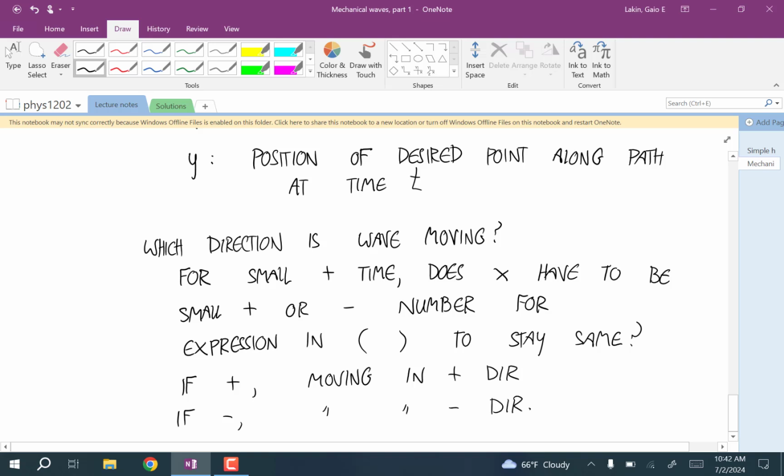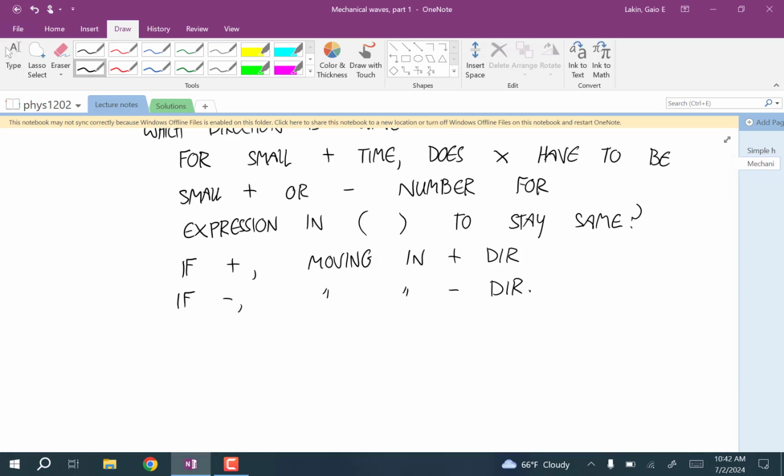So basically what you're doing is seeing after some small amount of time goes by, does the peak, say you're following a peak of this wave as it moves in one direction or the other, has this peak moved in the positive x direction or the negative x direction? So we'll see some examples that use that.